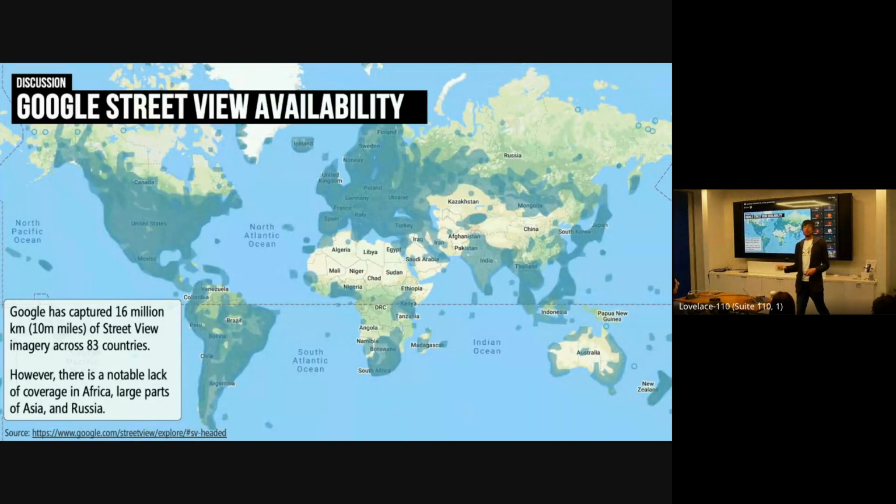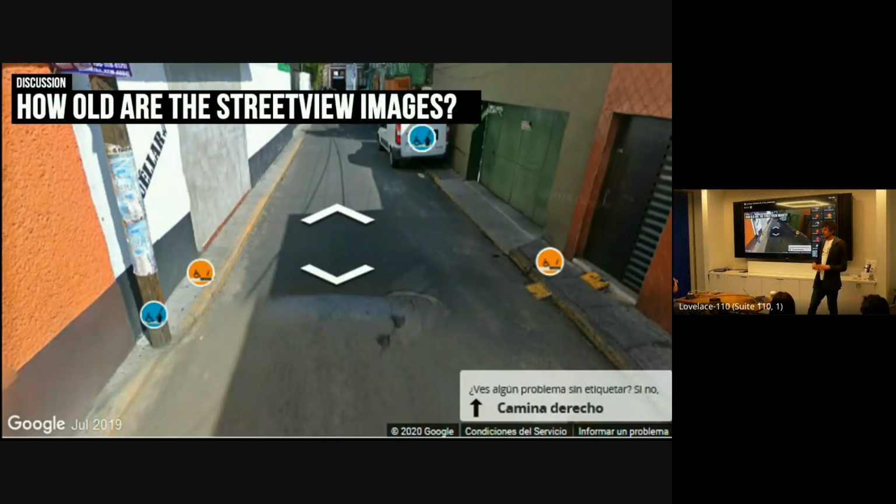There is a form of bias within GSV. It doesn't exist in Africa, parts of Russia. You may have heard Germany, it's illegal, and so on and so forth. We've been exploring that and other kinds of data sets like Mapillary and other open data sets that exist.